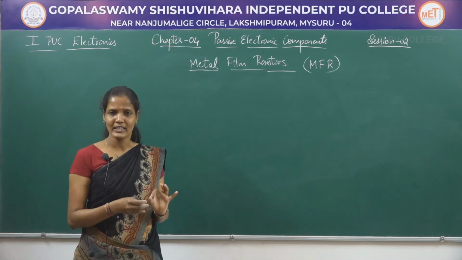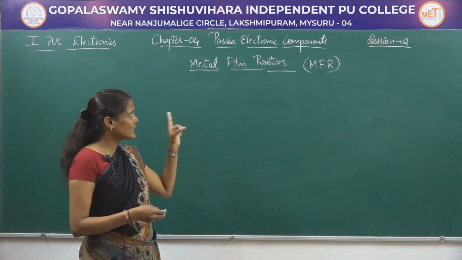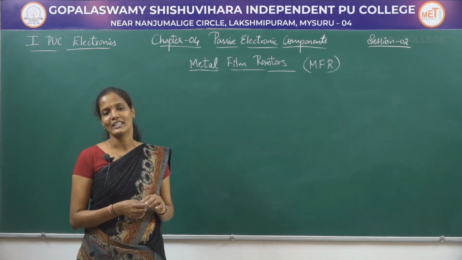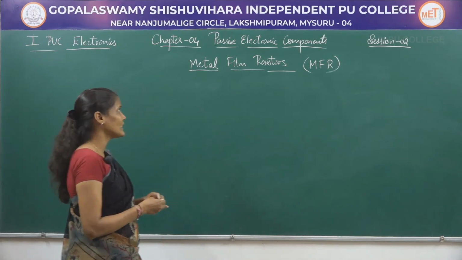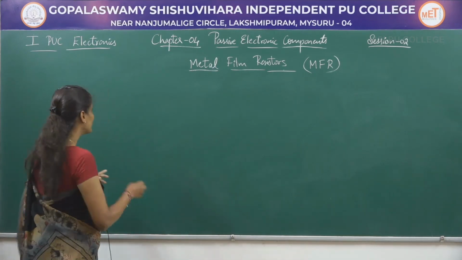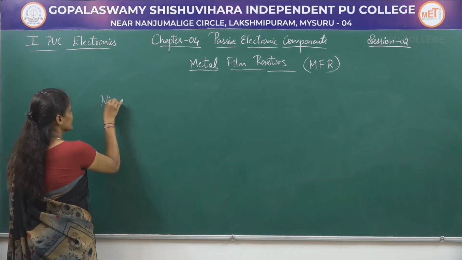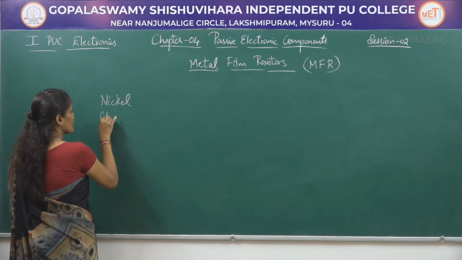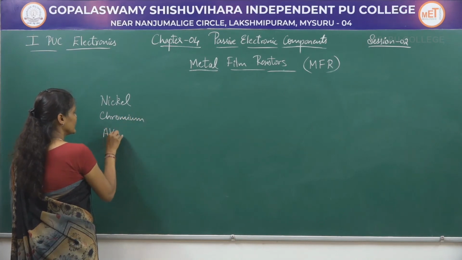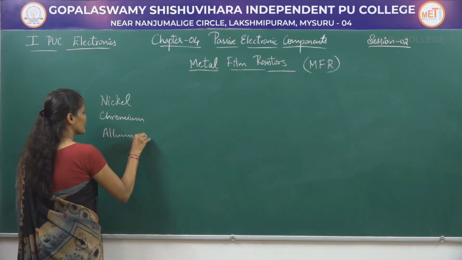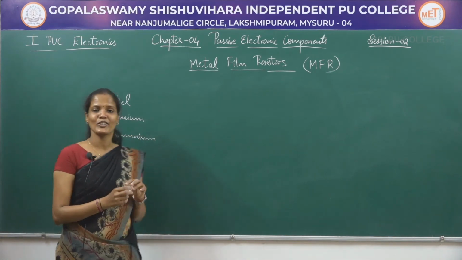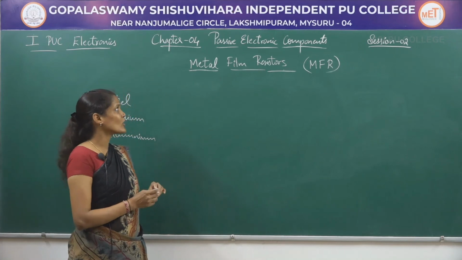hence it is called carbon composition resistor. But here, in the metal film resistor, we are going to use metals in order to construct these resistors, hence it is called metal film resistors. We are going to use metals like nickel, chromium and aluminium in order to construct these resistors, hence it is called metal film resistor.